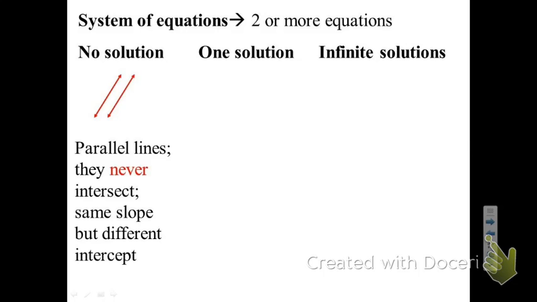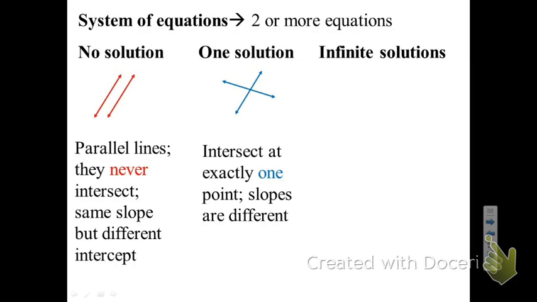Okay, a system of equations is two or more equations. This is review. We've talked about this before. A no solution means that you have parallel lines, that the lines never intersect. The lines also have the same slope, but they have different intercepts. One solution is when two of the lines will intersect at exactly one point, and all that you have to notice about them is that they have different slopes.